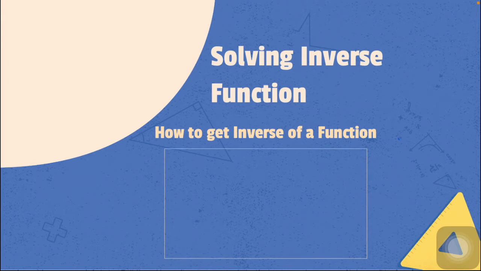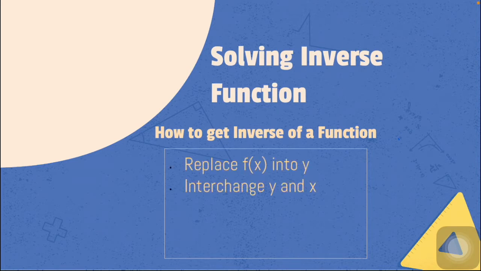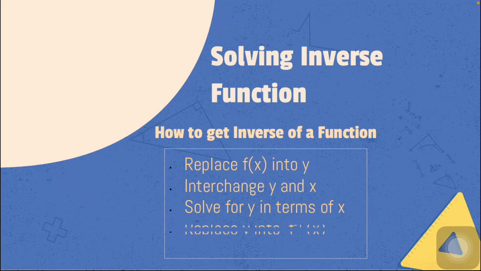So solving for the inverse of a function, we need to follow the 4 easy steps, which are: replace f of x with y, interchange x and y, solve for y in terms of x, replace y with f inverse of x.